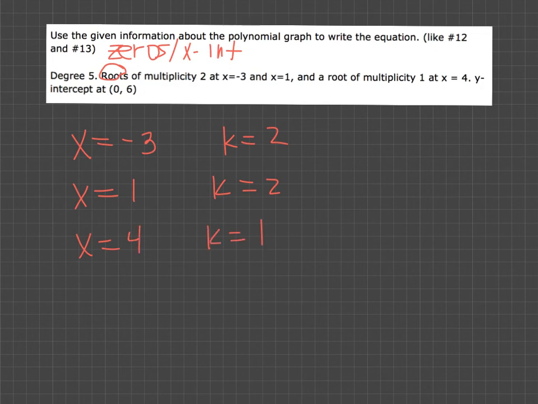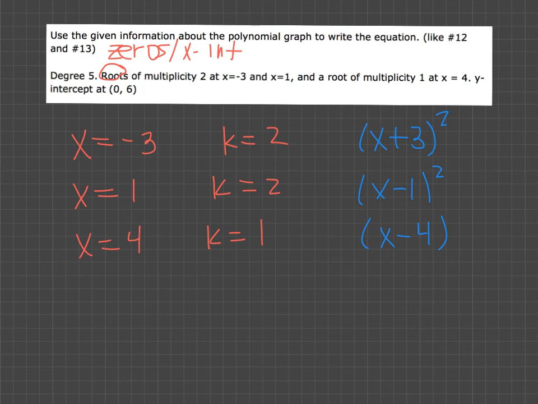Okay, so each of those zeros come from a factor. So the factor that x equals -3 comes from is x plus 3. And the multiplicity is 2, so that's going to have exponent of 2. And the zero at 1 is going to come from the factor of x minus 1. That has multiplicity of 2, so we put exponent of 2. And x equal to 4 has multiplicity of 1, so that's going to come from x minus 4.